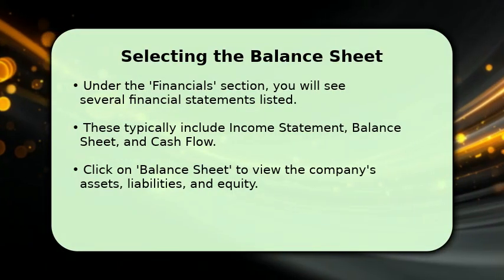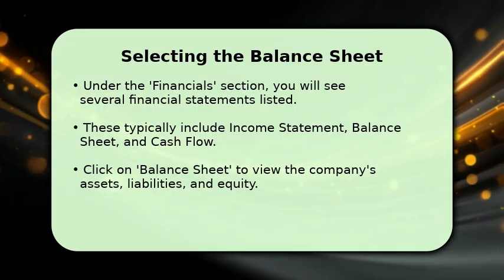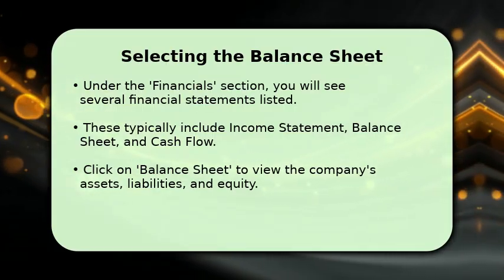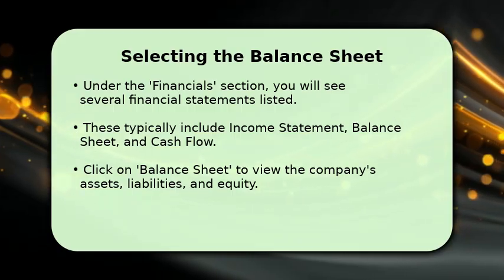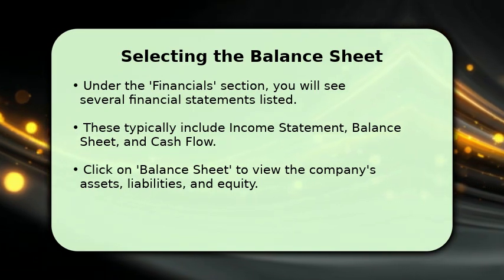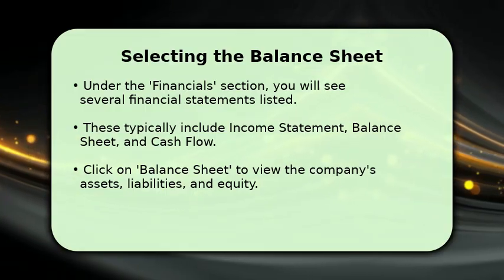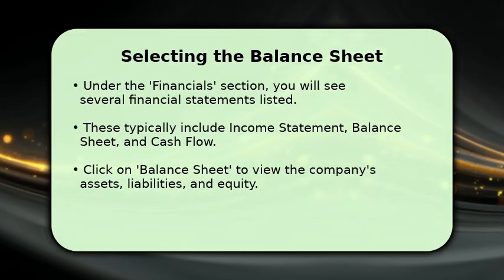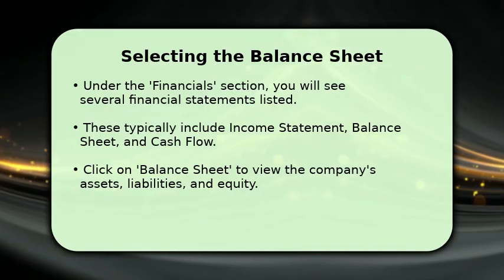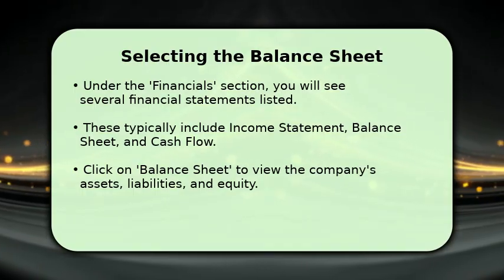After clicking on Financials, you will be presented with a list of the company's core financial statements. These commonly include the income statement, the balance sheet, and the cash flow statement. To view the company's financial position at a specific point in time, you will need to click on the balance sheet option. This will display a comprehensive breakdown of assets, liabilities, and owner's equity.